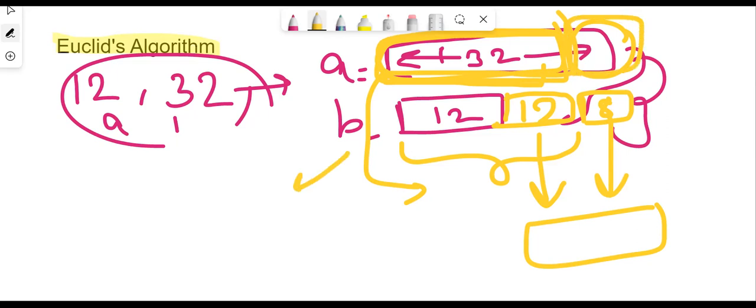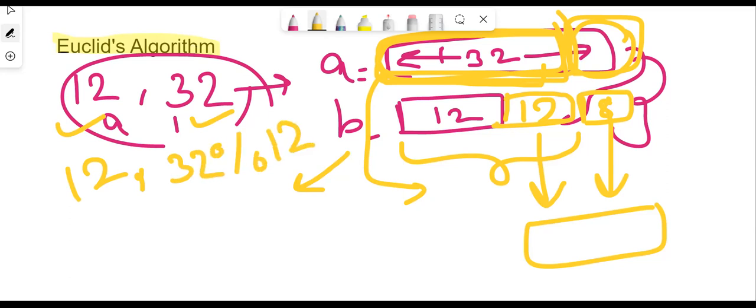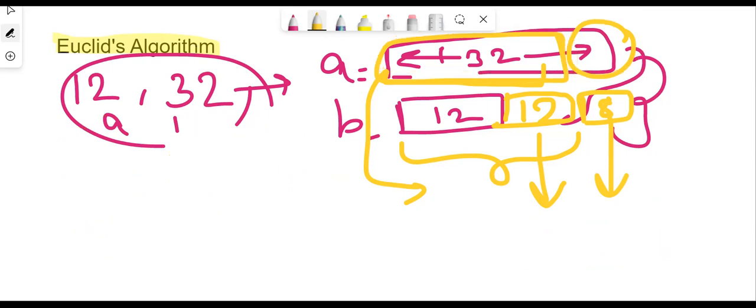So what we are going to do: instead of finding the common factor between 12 and 32, we are now finding it for the smaller number, 12, which we brought forward, and the remainder. So what was the remainder, 32 % 12? This was 8. So now we are finding the GCD for 12 and 8, right? Okay. Now we're finding the GCD for 12 and 8.